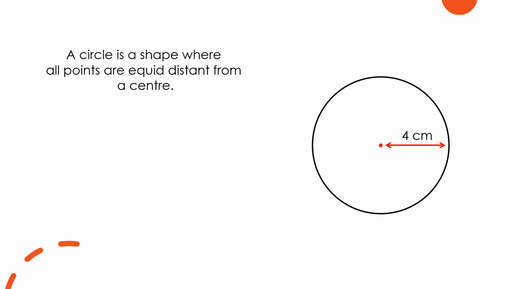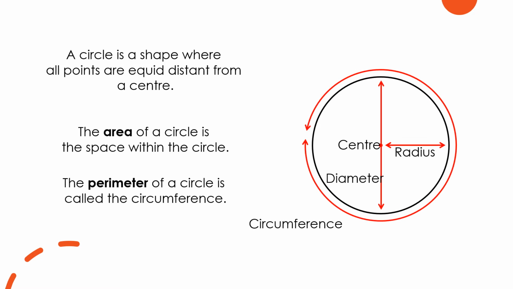Okay, the first point is the circle is a shape where all points are equidistant from a center. You can see it in the picture. So the area of a circle is the space within the circle. We already know about it, and the perimeter of a circle is called the circumference. I have already covered these two points in my previous videos about the circle. If you want to learn more about it and you are not very clear, please go and watch those videos.